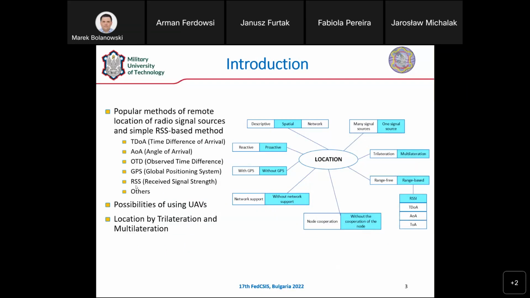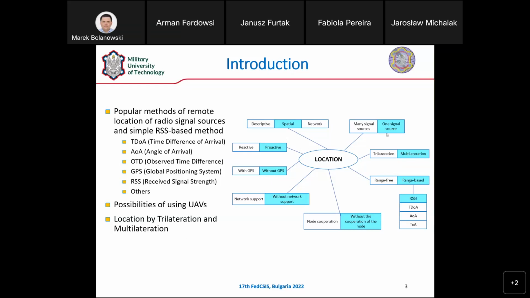But I decided on a received signal strength method because of its simplicity and because of the possibility, first of all, computational possibility and antenna complication on the drone. And I chose the multilateration method for location because of the possibility of a lot of measuring points. So the method is spatial, proactive, without support of GPS, without support of the network.